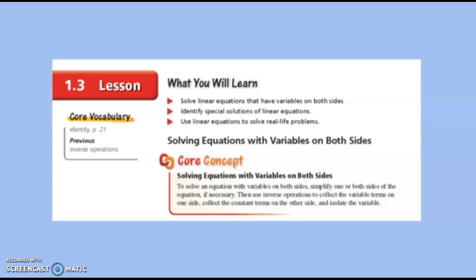So to solve these equations with variables on both sides, we need to simplify one or both sides of the equation if necessary. Then we use inverse operations to collect the variable terms on one side, collect the constant terms on the other side, and then isolate the variable.